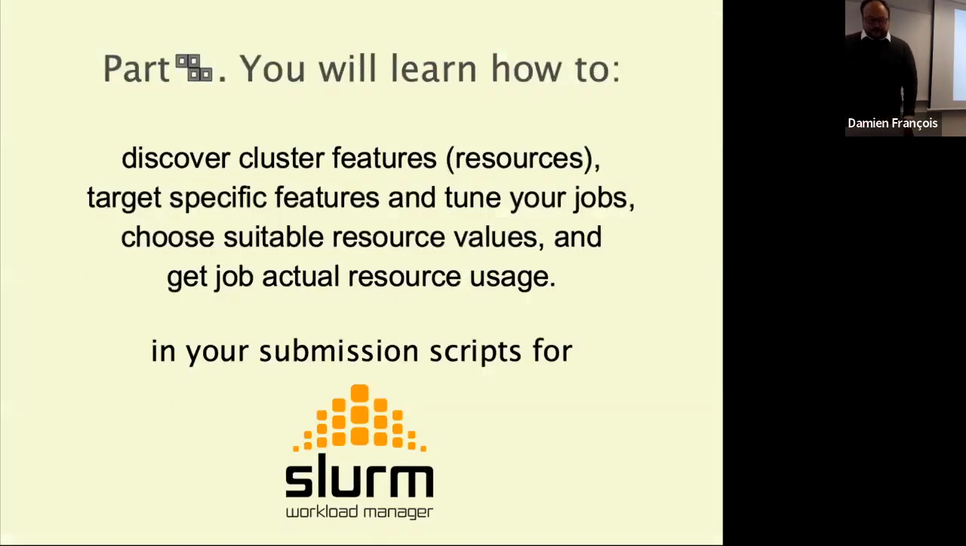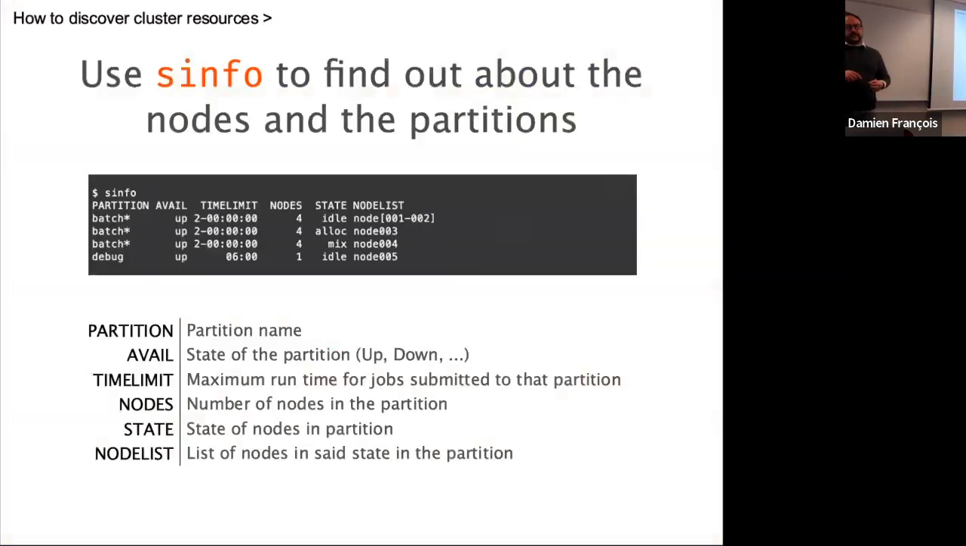So the second part would be about discovering the resources that the cluster offers. Because I said that you can use parameters in a job description script to choose the resources that you want, but if you don't know what resources the cluster can offer, you're a bit stuck. So if you need information about the cluster, there's a Slurm command called sinfo. It starts with an S and it provides information, so it's sinfo.